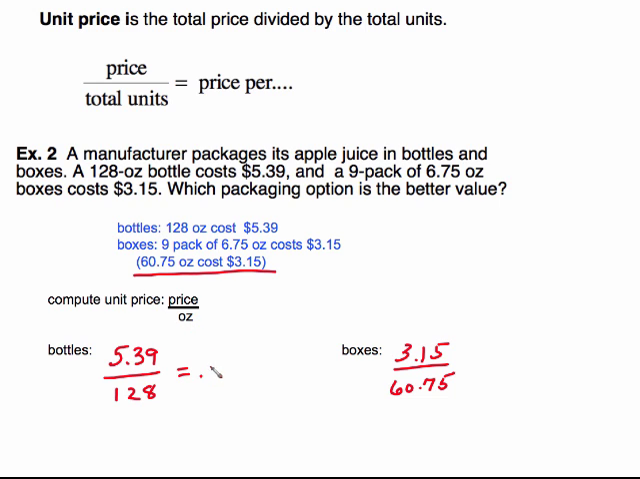This divides out as 0.042, which is approximately 4.2 cents per ounce. Divide this one out as 0.052, which is approximately 5.2 cents per ounce. Obviously, the cheaper is better, so just buying the big 128-ounce bottle is the better buy.